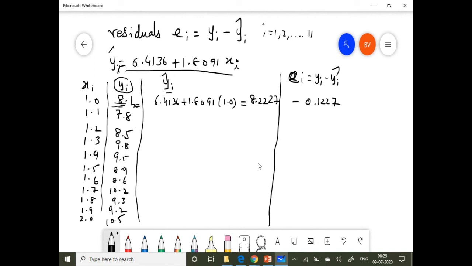Okay, residuals. Now we will do it for all the values, and then we have to plot the dot graph of the residuals against temperature. Again, second one, repeat this: 6.4136 plus 1.8091, where the x value is 1.1. So what you get is 8.40361. Repeat this. Here the x value will be 1.2, therefore 8.58452. Repeat this. The x value is 1.3.